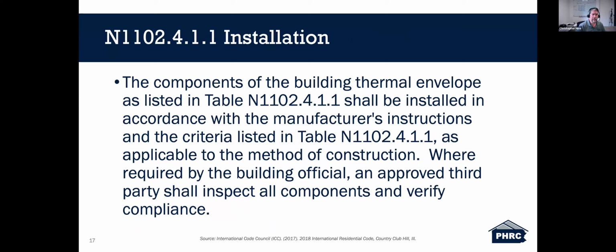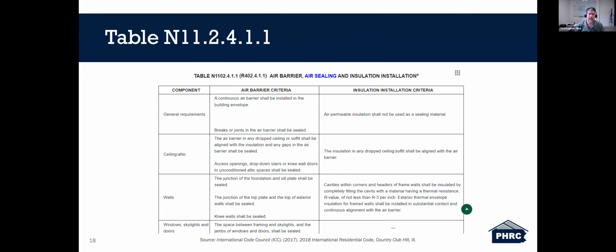The other thing that I wanted to touch on is, remember, we had testing, right? That was one requirement for verifying air leakage. The other one is installation. And this just states that the components of the building thermal envelope, as listed in this table, and we'll take a look at a couple things in that table, shall be installed in accordance with the manufacturer's installation instructions and as verified through this table.